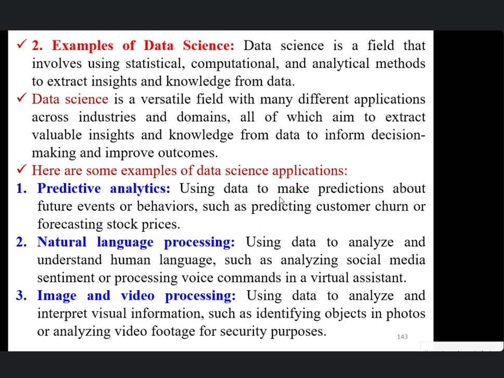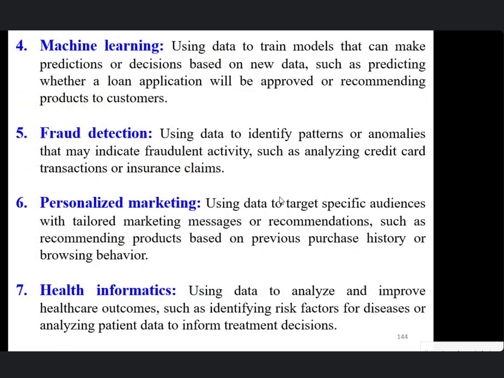Then the next example, image and video processing. We are using unstructured data to analyze and interpret visual information, such as identifying objects in photos or analyzing video footage for security purposes. Then machine learning is one of the best examples. Machine learning is nothing but learning from the observational data so it can make predictions or decisions based on new data, such as predicting whether a loan application will be approved or recommending products to customers.